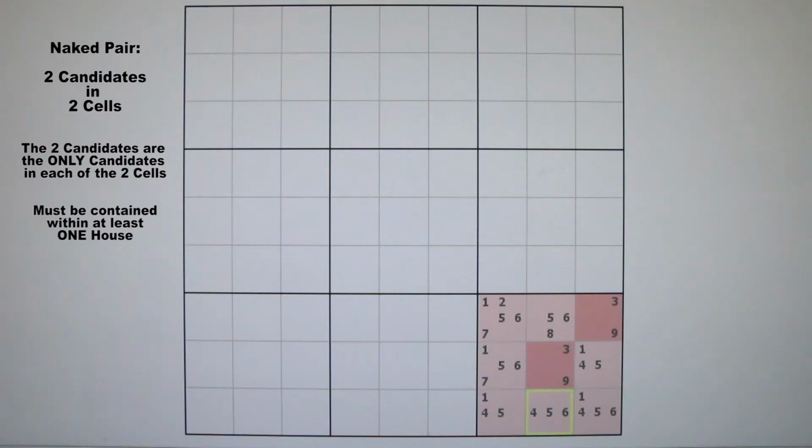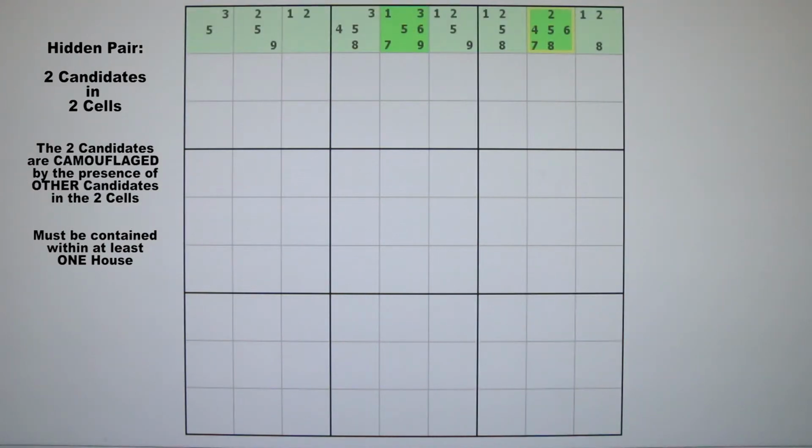Okay, now let's take a look at some hidden pairs and see how they work. Now, hidden pairs work just the opposite of naked pairs. The naked pairs are blatantly obvious because you see two cells in the same house that have only two candidates each, the same two candidates. But a hidden pair is camouflaged by the presence of other candidates, and they're so much harder to see, and you have to be able to ferret out their existence in the midst of all those other candidates.